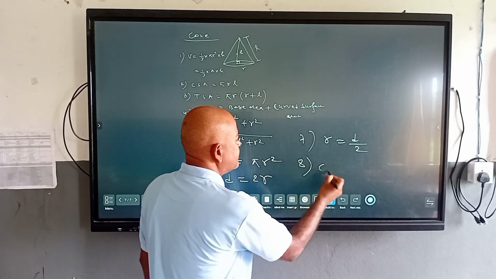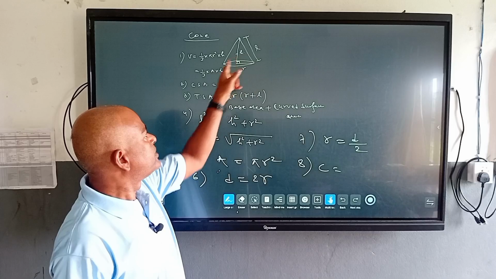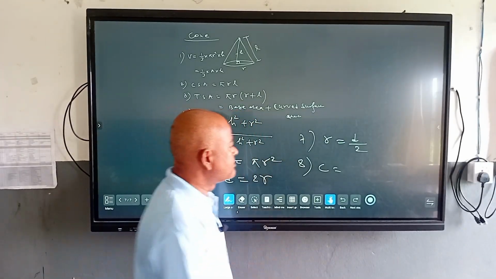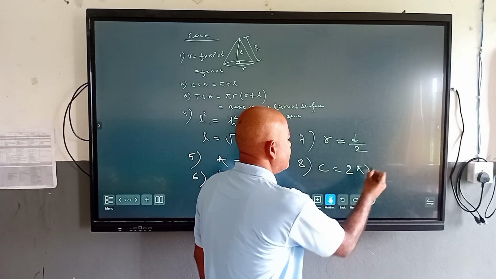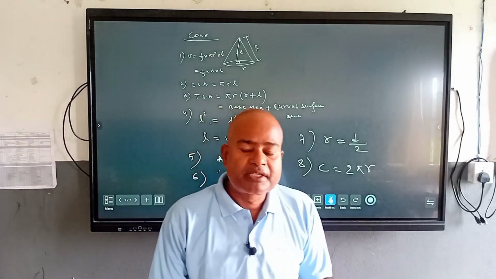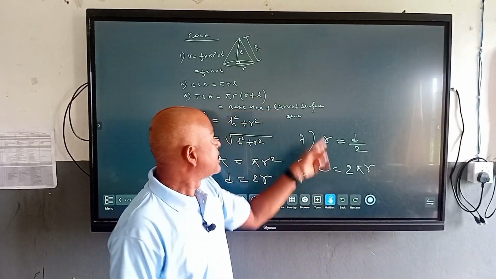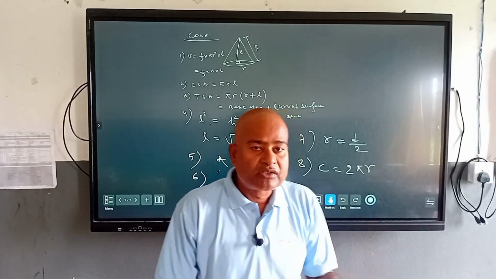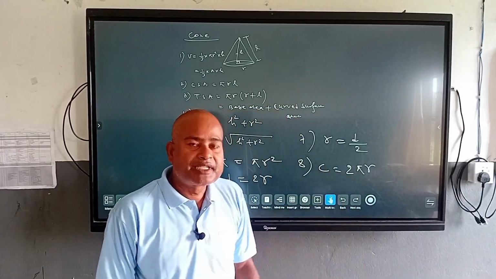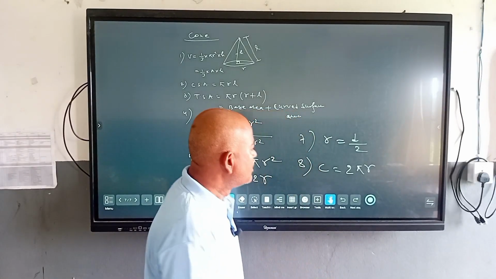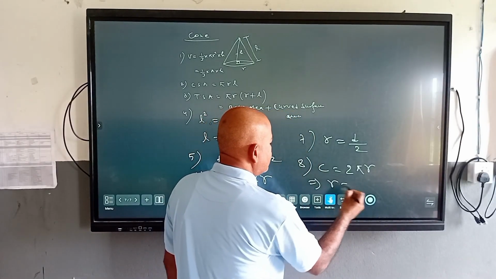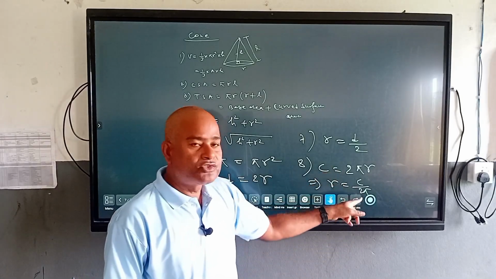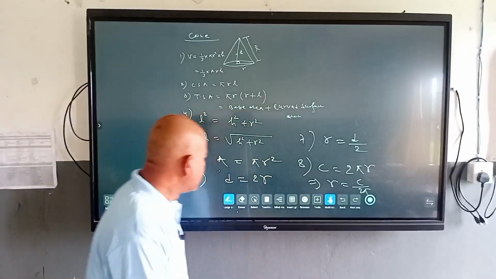And number 8, C means the circumference of the base of a cone. So we can find the circumference of the base of a cone by using the formula C equals 2 pi r. So when C is given, that means the circumference of the base of the cone, then we can find out the radius by using the formula C equals 2 pi r. So by solving this, we get r equals C by 2 pi. So C divided by 2 pi will be the value of the radius.